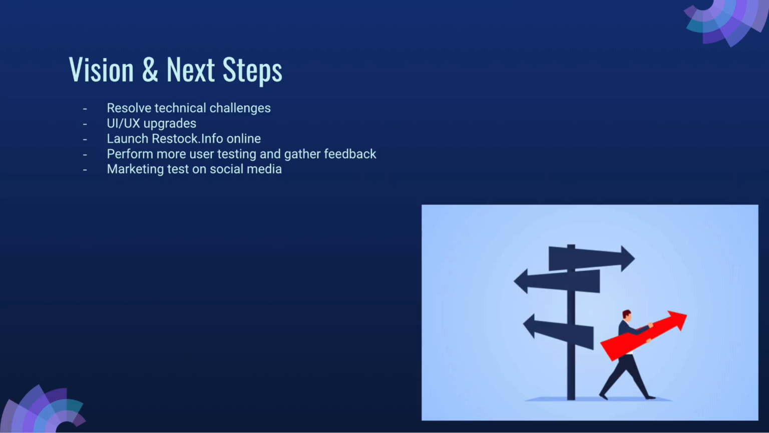In terms of next steps and our vision for the project, our first step is to fix some of the technical challenges that we still have. We talked about HTTPS and whatnot, and then addressing some of the UI/UX feedback that we've got from talking to users and our peers initially. Then we would like to launch Restock, firstly as a beta product that a control group will use and try, and then eventually out into the open. And we hope to do this by mid-January.